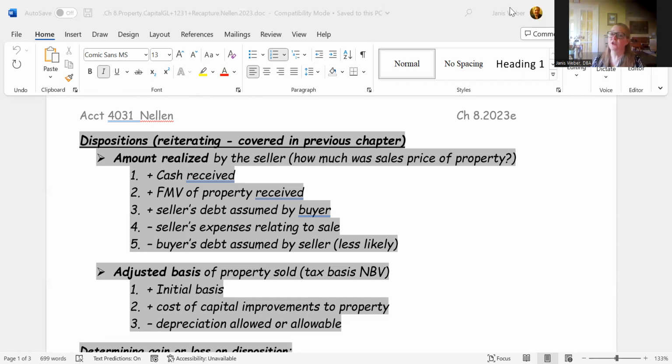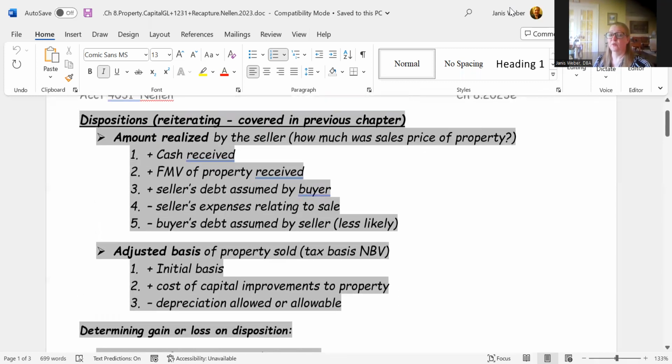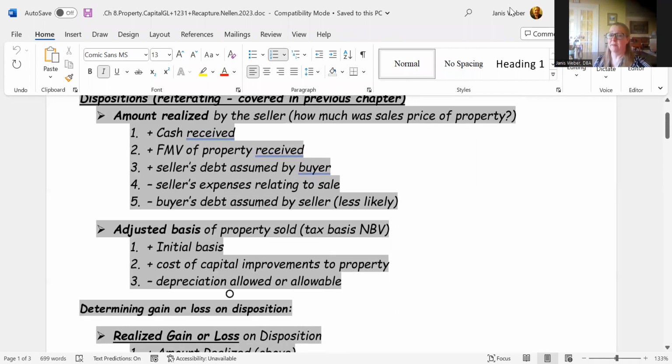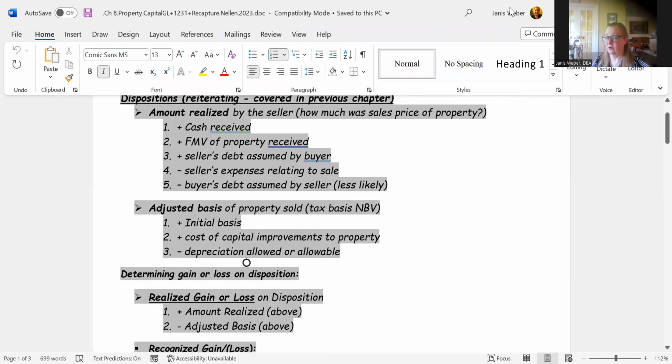But then once you have this amount realized determined, this is how much I got for my property I'm selling, then you reduce that by your adjusted basis to come up with how much gain or loss you made. So the gain or loss is always going to be your realized gain or loss. The amount realized is different from the gain realized. The amount realized is talking about the proceeds, the net that you got out of the deal. And so the amount realized minus your adjusted basis is what brings you to your realized gain or loss.